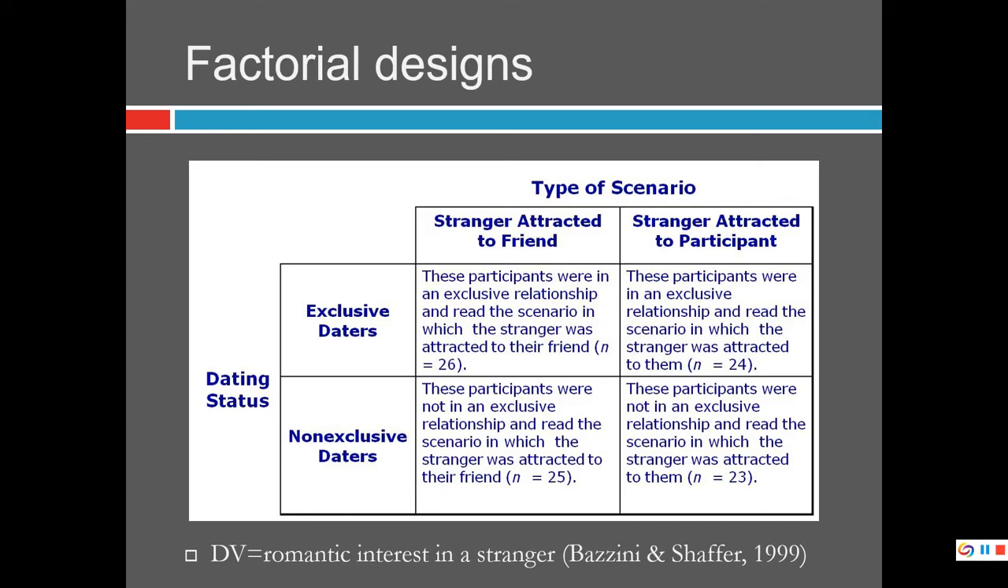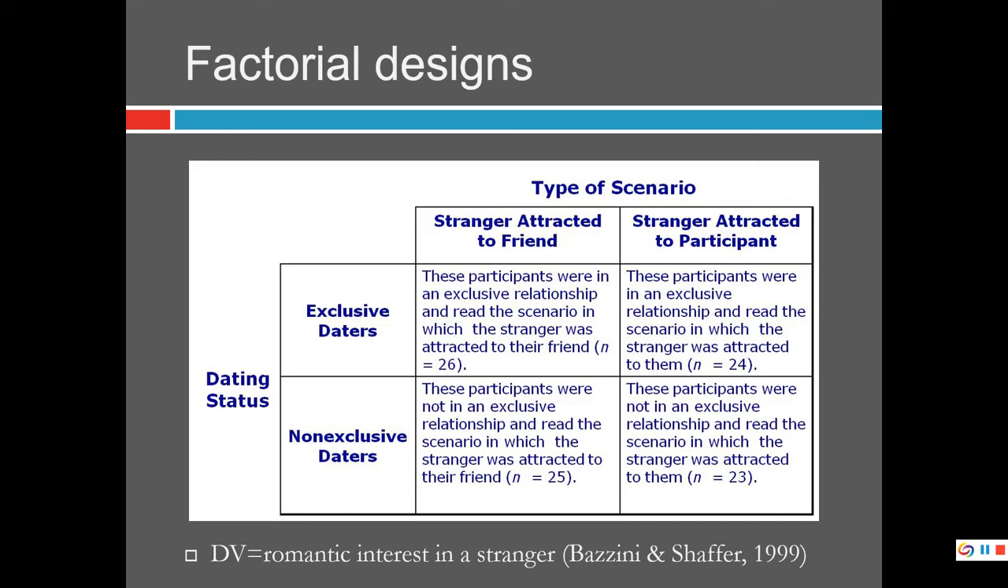So dating status, like I said, was of the participant. So the participants were either exclusive daters or non-exclusive daters. Obviously, they didn't randomly assign people to that. They just measured it, asked them, are they exclusive or non-exclusive? And they thought that would be an important thing for people's reported romantic interest in a stranger.